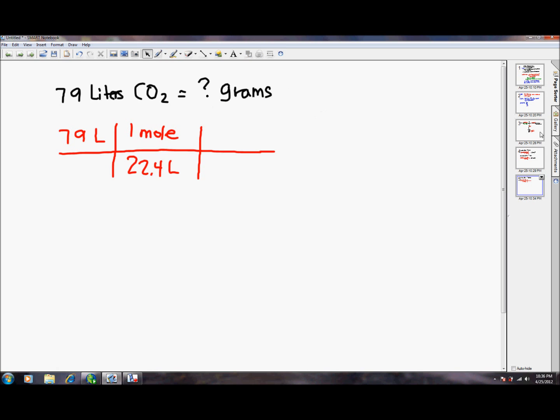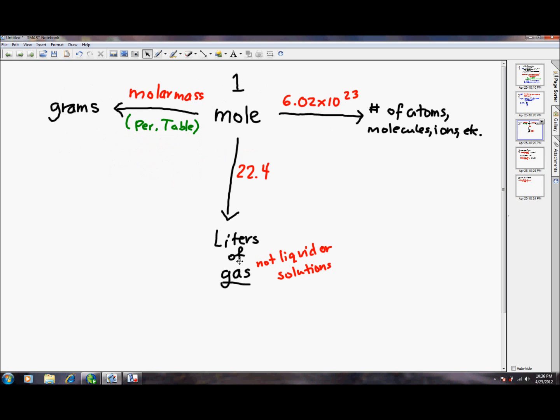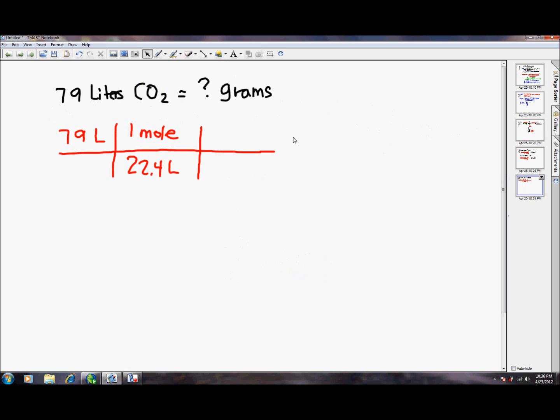I have to end up converting to grams as my final unit. So I just converted from liters to moles. Now I can convert from moles to grams. I need the molar mass from the periodic table to solve that problem. In order for mole to cancel, the mole is on top here, so the mole will go on the bottom here. I know it's always 1 mole. So then the next question is, what number goes up here? Well, it's the molar mass. This is a compound, carbon dioxide, so I need the molar mass of the compound.